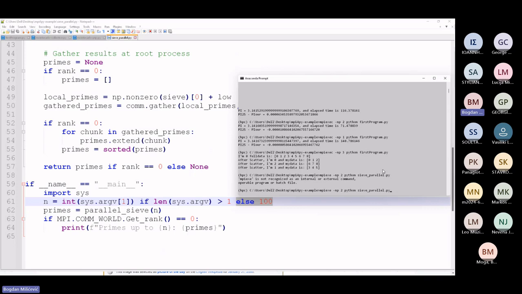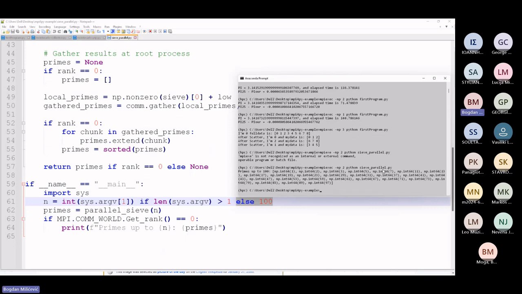Sorry, mpiexec, I'm missing. You see, then all the primes up to 100 are 2, 3, 5, 7, 11, 17, 19, 23, and so on. Let's not read all of them, but those are the primes, if you don't specify the argument.